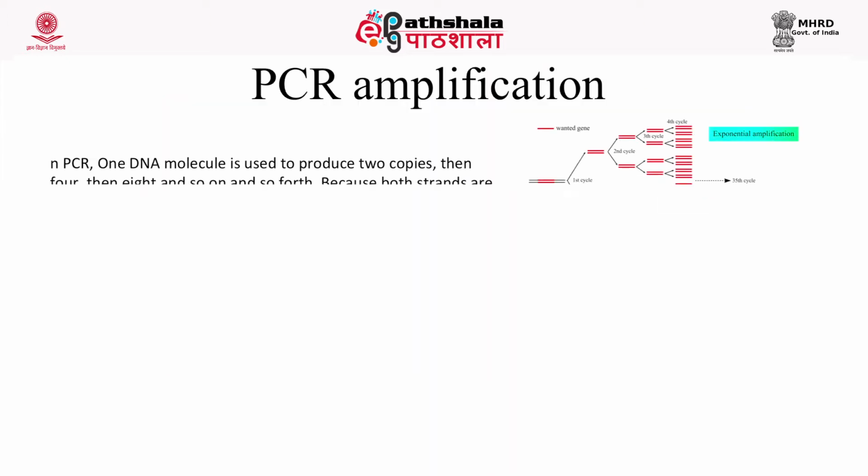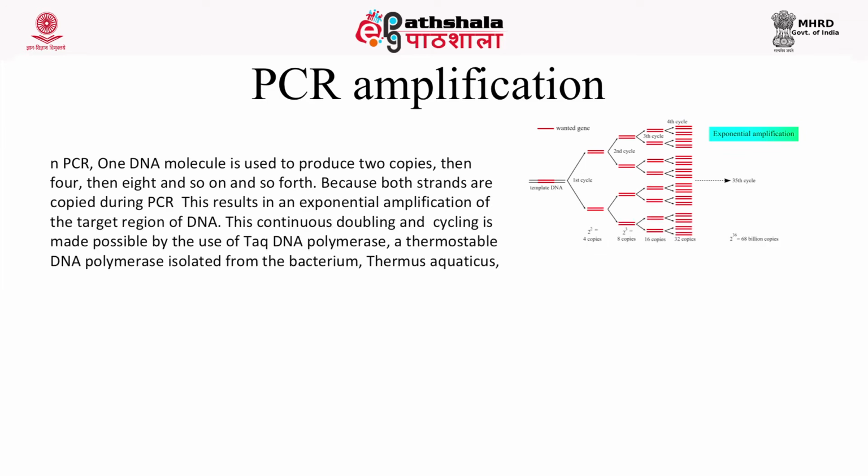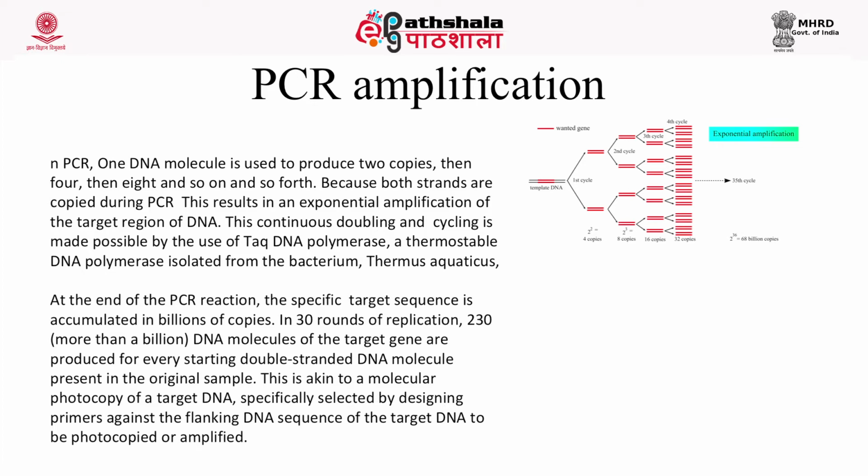In PCR, one DNA molecule is used to produce 2 copies, then 4, then 8, and so on and so forth. Because both strands are copied during PCR, this results in an exponential amplification of the target region of DNA. This continuous doubling and cycling is made possible by the use of Taq DNA polymerase, a versatile thermostable DNA polymerase isolated from the bacterium Thermus aquaticus. At the end of the PCR reaction, the specific target sequence is accumulated in billions of copies.